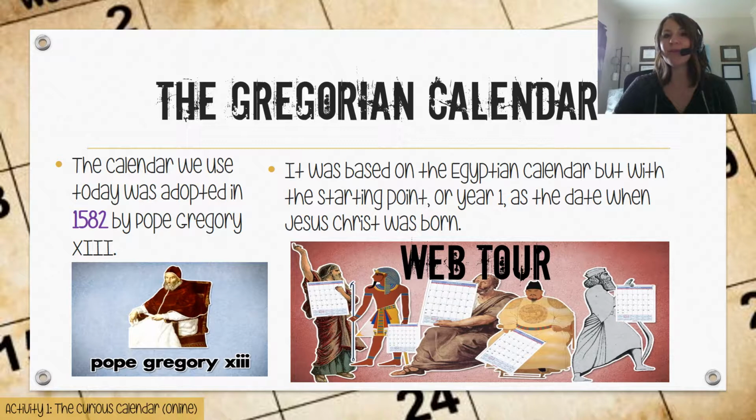Today, however, we use what is known as the Gregorian calendar. The calendar that we use today was adopted in 1582 by Pope Gregory XIII, and it was based on the Egyptian calendar, but with the starting point, or year 1, as the date when Jesus Christ was born. And I have a web tour that I will push out to you guys that really goes through a good overview of the development of the calendar and how it evolved. It also talks about some of those confusing things about when the starting point, or year 1, is.